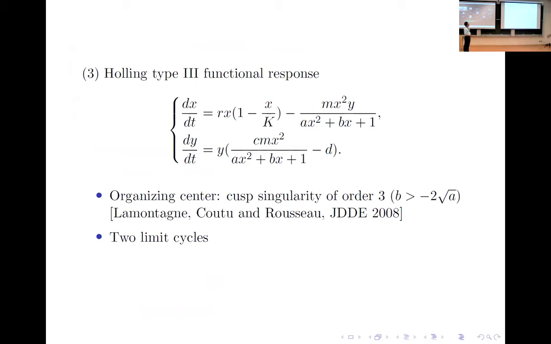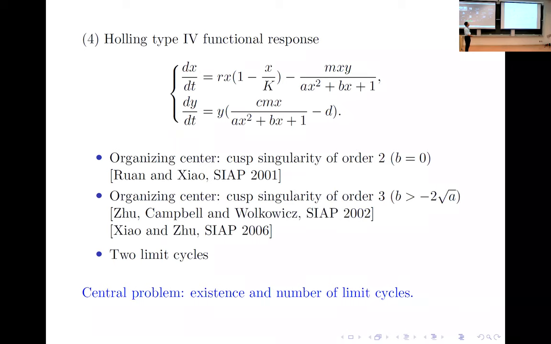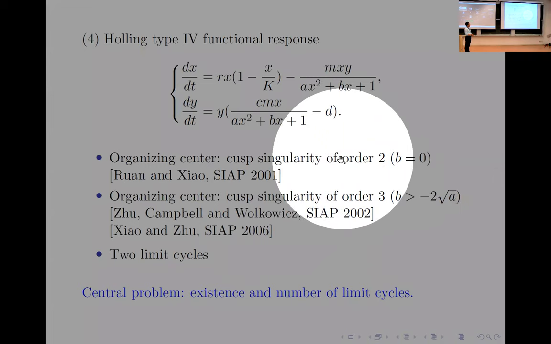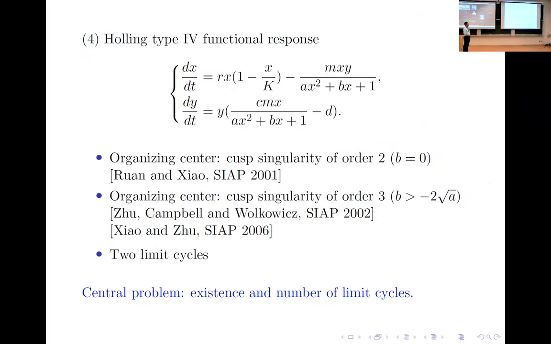For the Holling type 3 functional response, about 10 years ago, Professor Rousseau and her student proved that the cusp singularity of order 3 is the organizing center. Therefore, there are two limit cycles in this system. And for the Holling type 4 functional response, there are many papers on that. In 2001, Professor Xiao and coauthors considered the case that B equals 0 and showed that the cusp singularity is of order 2. So there's one limit cycle if B equals 0. However, for the generalized Holling type response function, the organizing center is a cusp of order 3. Therefore, there are two limit cycles in this system.